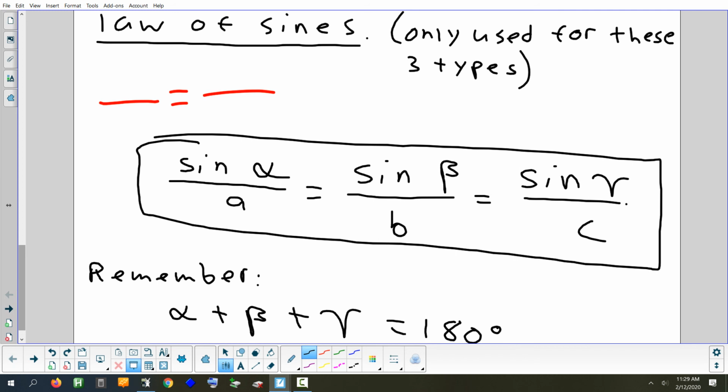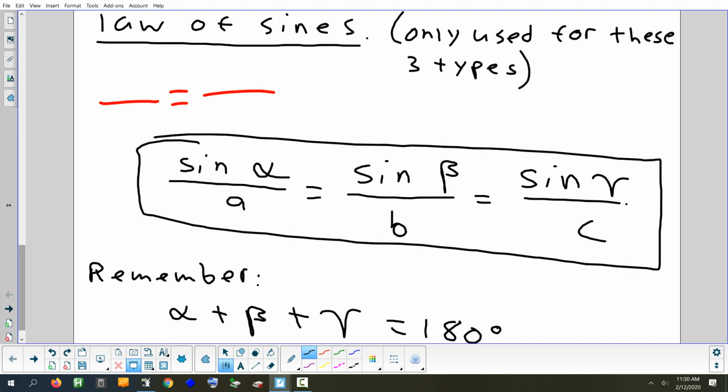Yep, a proportion. And how do you solve a proportion? Cross multiply. So we're going to be setting up proportions where three of these are going to be numbers, one of them will be a letter, and you're going to cross multiply, and that's pretty much how every law of sines problem works.